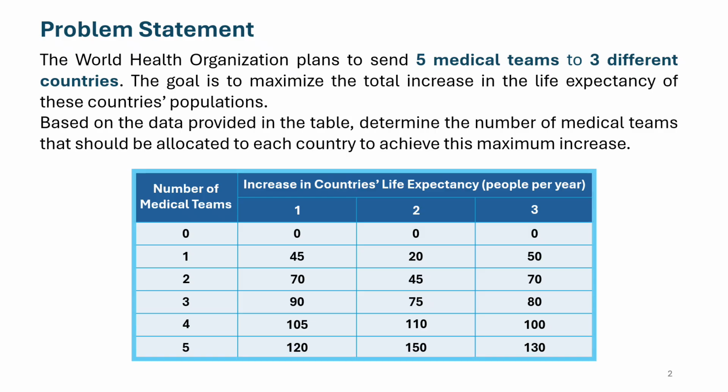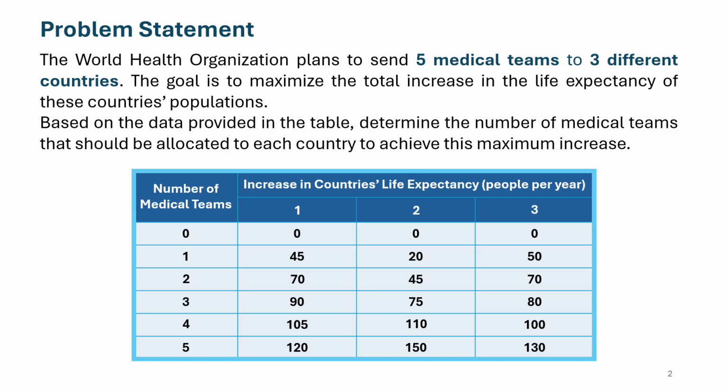Let's break down its structure. The rows, numbered from 0 to 5, represent the number of medical teams that can be assigned to any single country. The columns, labeled 1, 2, and 3, correspond to each of the 3 different countries. Each cell within the table shows the resulting increase in life expectancy, measured in people years, for a given allocation.